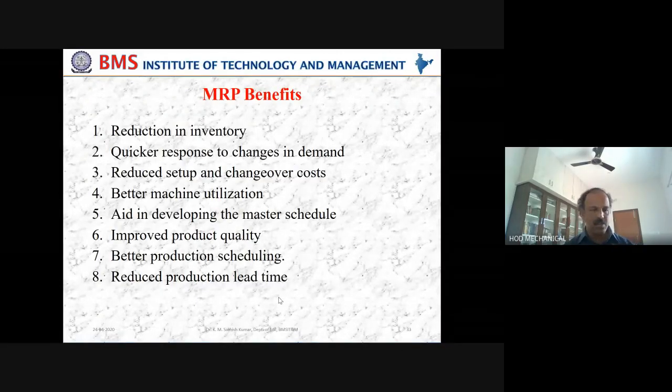Okay, right. Next thing is, we'll end up with what is called the MRP benefits. Okay, what are the benefits of MRP? So very important is nothing but, one second.